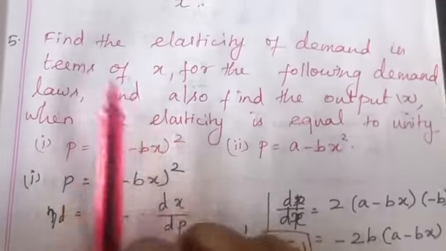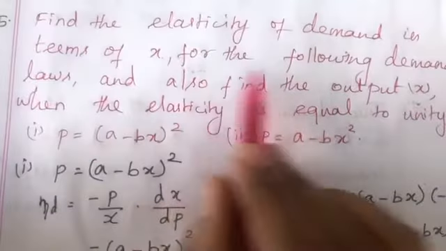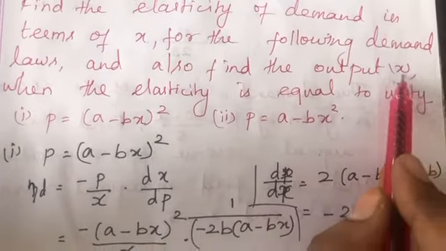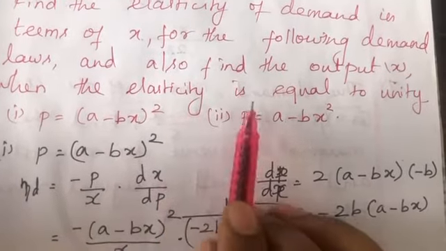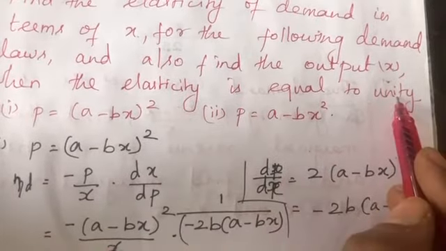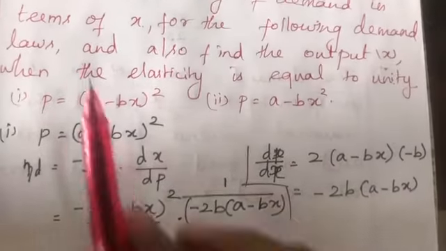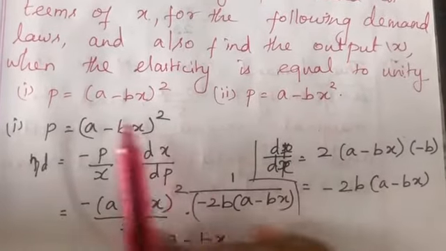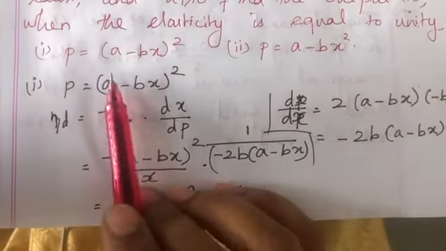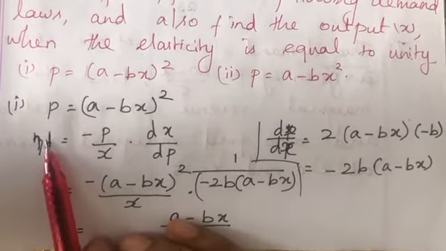Fifth problem, find the elasticity of demand in terms of x for the following demand laws, and also find the output x when the elasticity is equal to unity. Elasticity is equal to unity, we have to find the output. So two functions are given, two demand laws are given. So P is equal to, the first one, P is equal to A minus Bx the whole square, eta d.